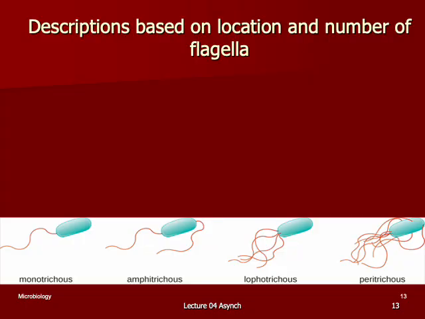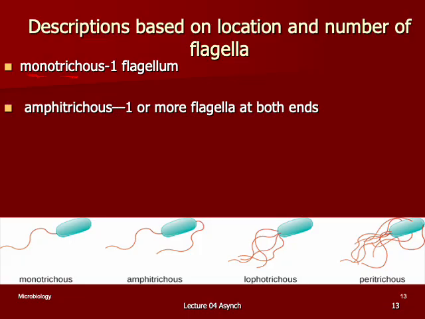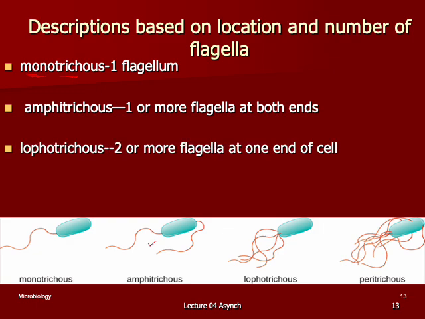Now, of course, there are fancy scientific names, and you have to know these. They're used to describe bacteria, and the names are based on the location and number of flagella. The first one: if a bacterium has one flagellum, it's monotrichous. That's not hard. Mono for one. Trich, that's when you start to see something like a flagellum. Amphitrichous means it has one or more flagella at both ends. Ambidextrous, so that's the guy there. Two. So it's at both ends.